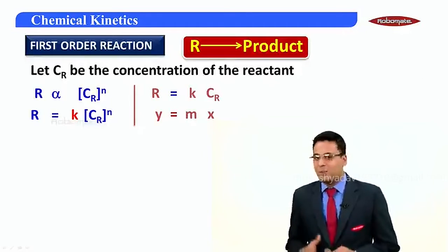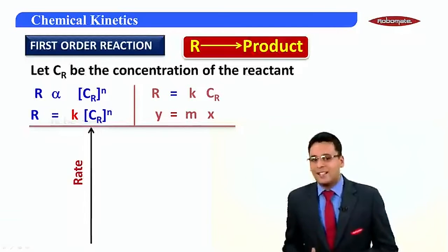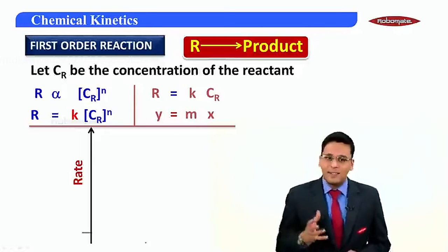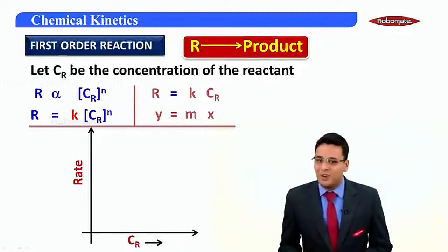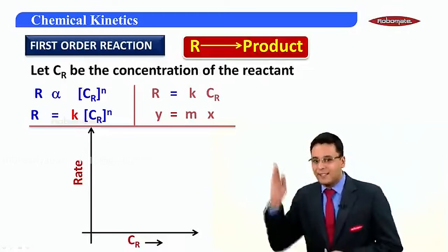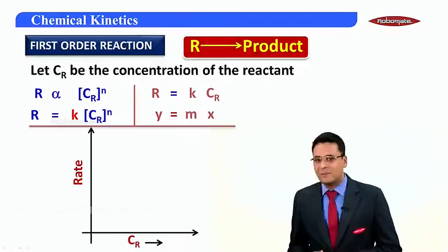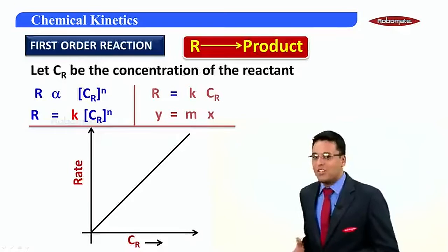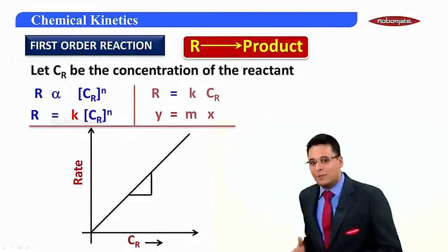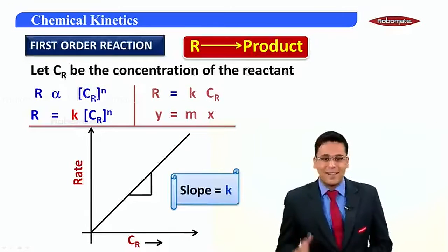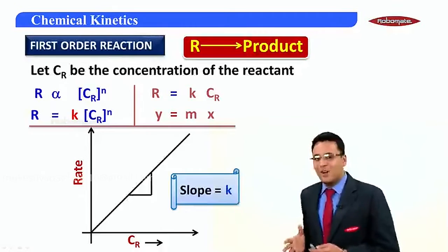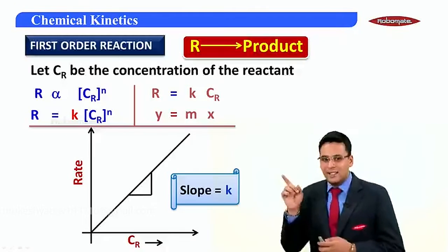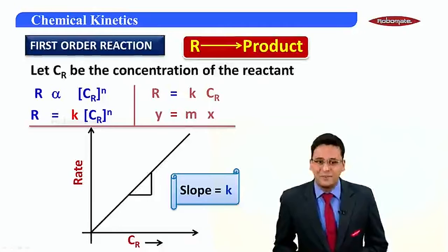So let's plot this graph of rate, that is R, versus Cr, the concentration of reactants, y versus x. As I told you, this will be a straight line passing through the origin, and the slope is nothing but k. So that's how you represent the general rate equation graphically.